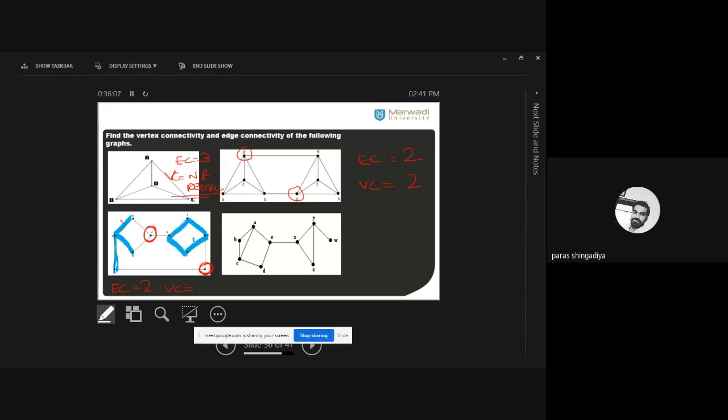Okay, that will be in the second part. This blue shaded line will be our second part. When we delete C and F, sorry, C and F, this red circle will be deleted. So the answer is 2. Okay. Now for the last graph.